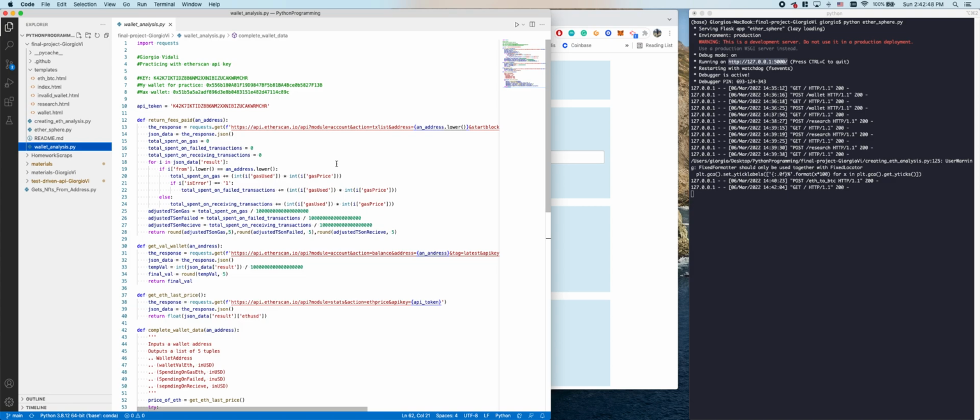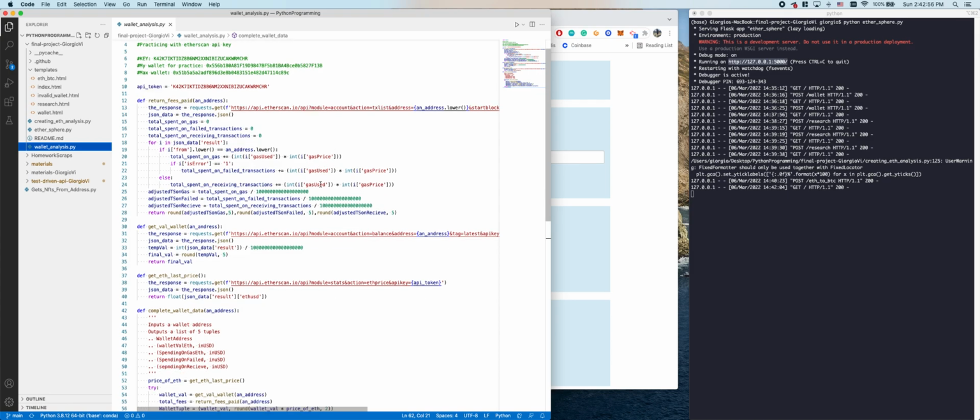And the main challenge of this was actually just parsing through and understanding the JSON, because there was a lot of extra data there. And there's also another function which just gets the value of the wallet, so you know how much you're holding, and then get ETH last price, which is used to compare the Ethereum cost of fees and then convert that to US dollars, so you get an idea of how much you've actually been spending.